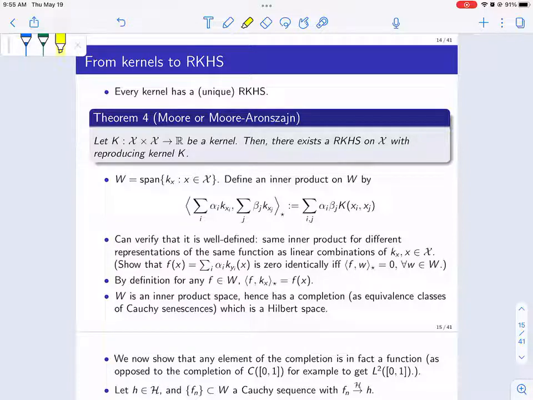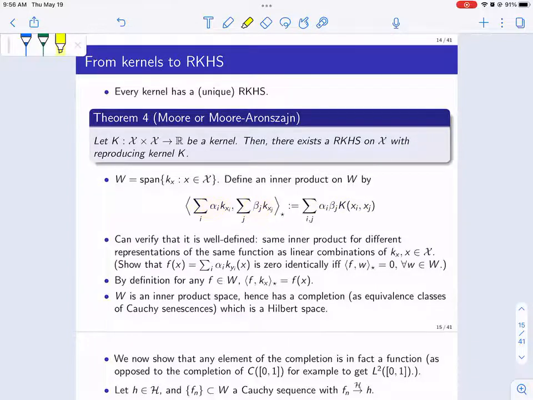So to start, define an inner product on W. I'm using star here. Span here means the set of all finite linear combinations. So if I have two finite linear combinations of elements and take the inner product, we define the inner product to be this other side.